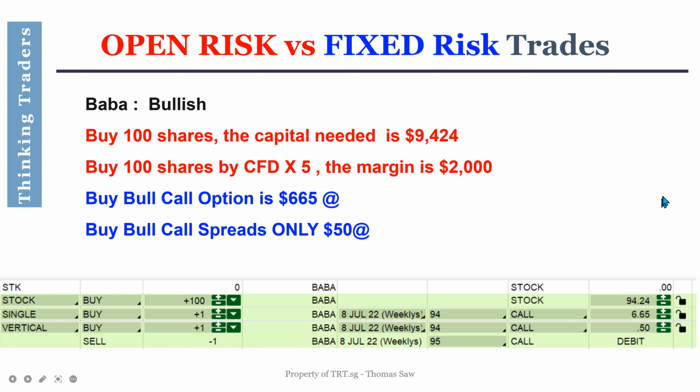You can buy 100 shares at the market at $94.24, which is $9,424. Okay, that's one. Of course, you can also buy 100 shares with CFDs, so-called contracts for difference. The margin requirement is only about $2,000. You can buy a bullish call option for $665, or you can buy a bull call directional spread for $50. So which one is better? Let's analyze it.